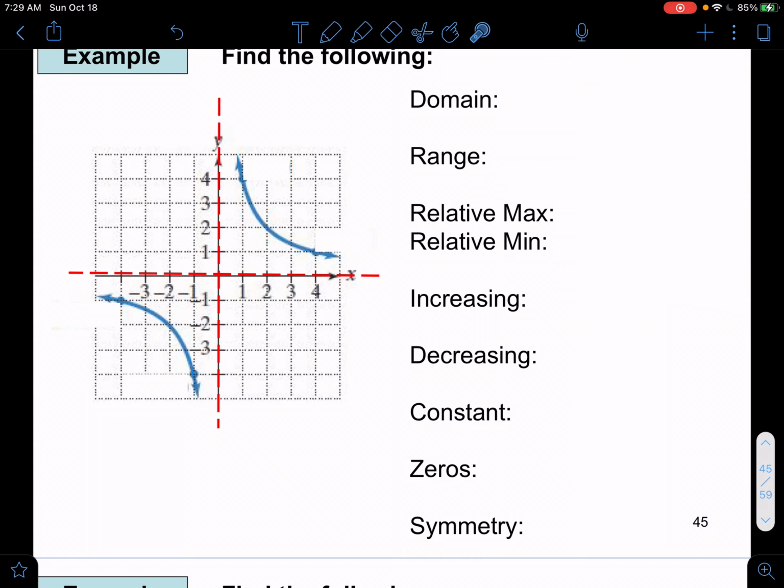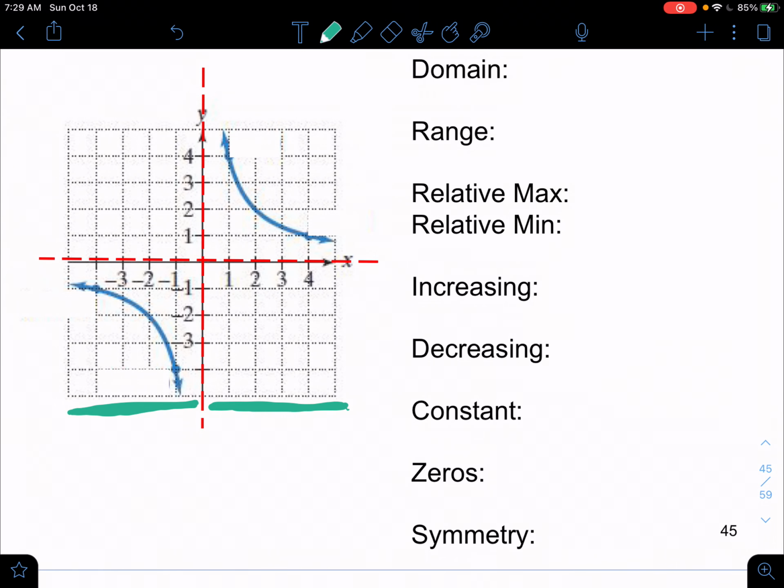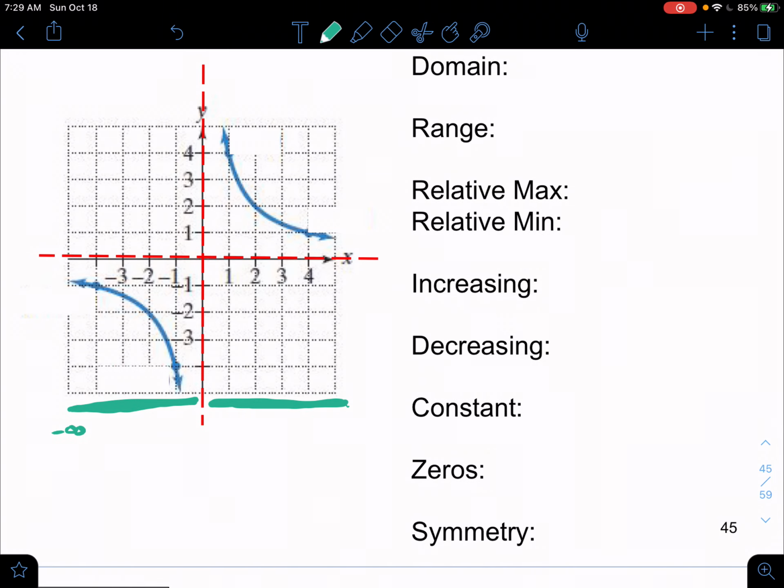So looking at our domain, when it falls down it will fall somewhere between here, and it will fall somewhere between here. So our domain will go from negative infinity all the way up to, it looks like that comes through at 0, all the way to 0, but we won't actually touch 0, and then we will go from 0 all the way to positive infinity.